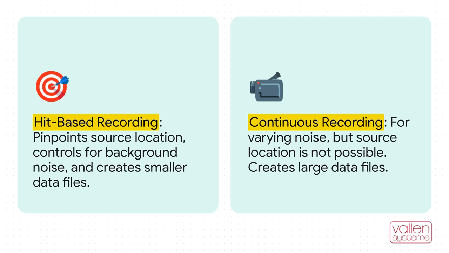On one hand, you have hit-based recording. That's like a patient detective, waiting for one specific clue. It's super precise, it can even pinpoint the source, and you end up with a small, manageable case file. Then you have continuous recording. Think of it like a security camera that's running 24/7. You capture everything, which is awesome for unpredictable environments, but you end up with these massive data files and you lose the ability to locate where the sound came from.